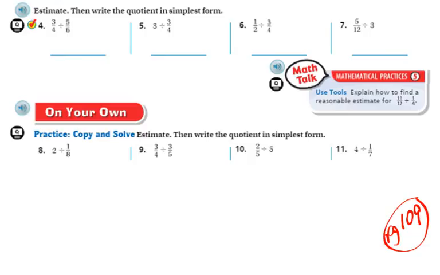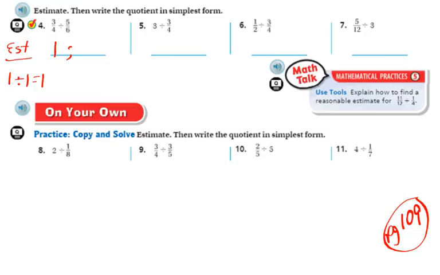On question 4, I say, okay, I've got 3/4. Here's my estimating piece here. 3/4 is going to be rounded to a 1, divided by 5/6, which is going to be rounded to a 1, and 1 divided by 1 is 1. So my first answer here is an estimate of 1.